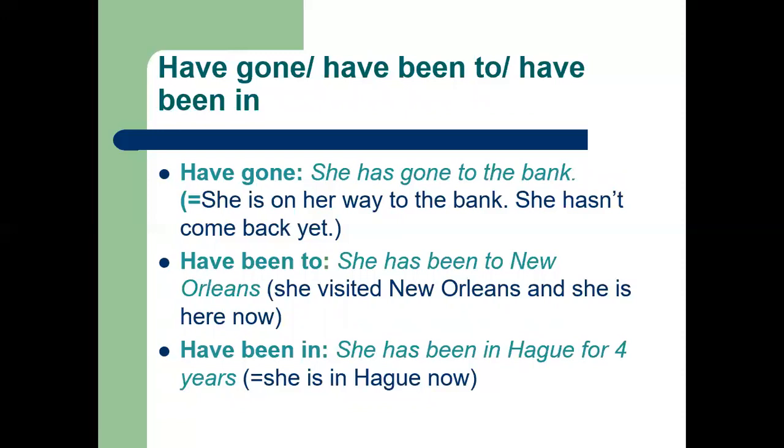She has been to New Orleans. She visited New Orleans and she is here now. Or she has been in Hague for 4 years. She's in Hague now, right? That case is because you use have been in. The idea is that the action still goes on. Yes. And when you say she has been to New Orleans, the idea is that she has come back, right?